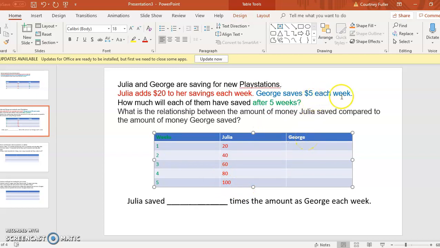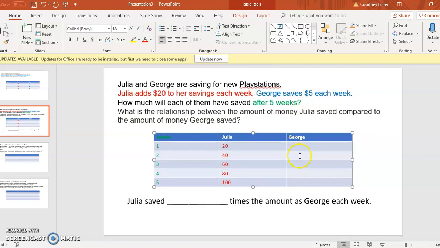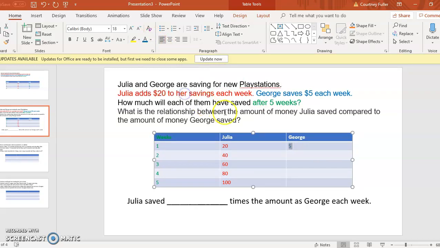Now, let's think about George. According to our problem, George only saves $5 each week. George must not get nearly as much an allowance as Julia gets. So George, he starts off with $5. In week 1, he puts in his savings. Maybe he's just not as good at saving money. By week 2, he's saving another $5, so 5 plus 5 equals, easy peasy lemon squeezy, that's 10.